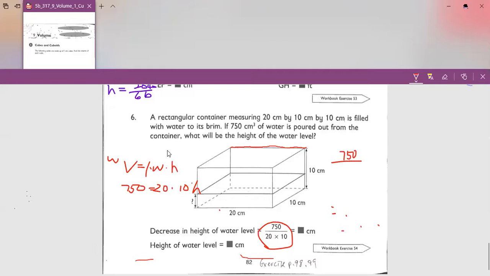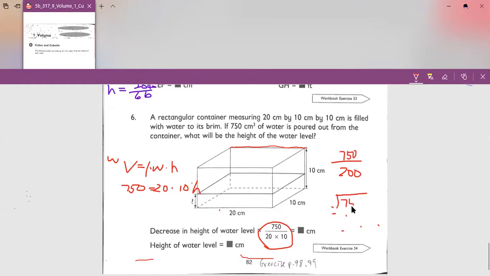200, very good. Okay, Isabel, then what would be the answer for this one? 3.150 centimeters. Okay, let me do the calculation with you together, okay?